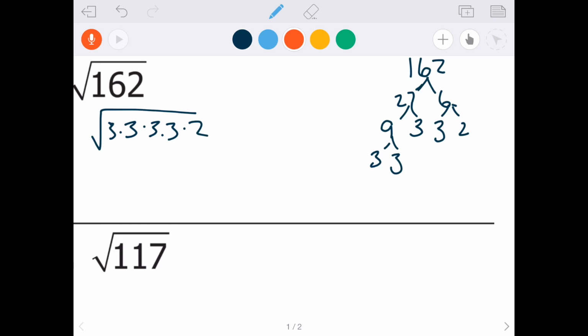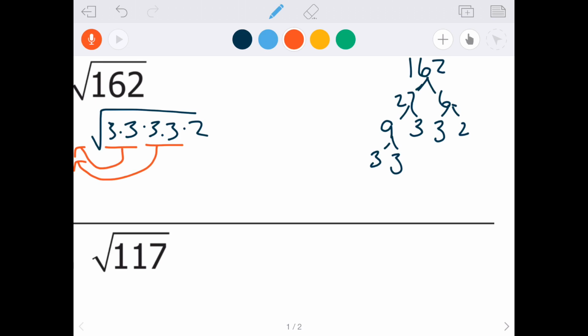So we're looking for pairs of 2 because we are taking the square root of 162. We're looking for pairs of 2. So we have a pair of 3's there and another pair of 3's there. Now, what we're going to do is we are going to take one 3 out front and another 3 out front. Now, the reason why we can do that is 3 times 3 is 9.